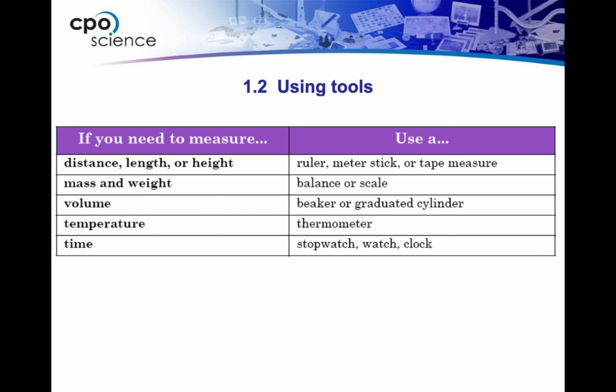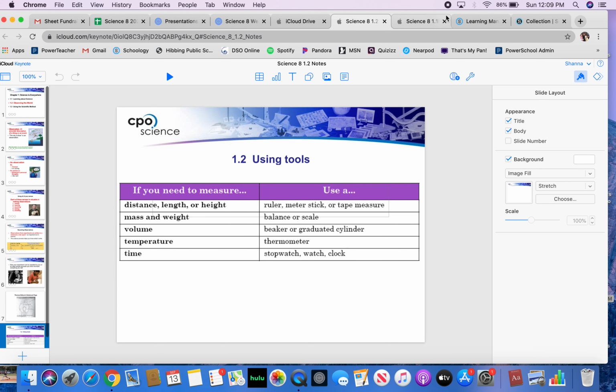So we use lots of tools as scientists. Not only do we use notebooks, we use all of these tools that you see on the right-hand side here also to do our experiments. And we're going to get into those when we do measuring stuff. All right, so that is section 1.1 and 1.2 notes. So after you are done with these, you're going to want to make sure to submit those for an assignment.